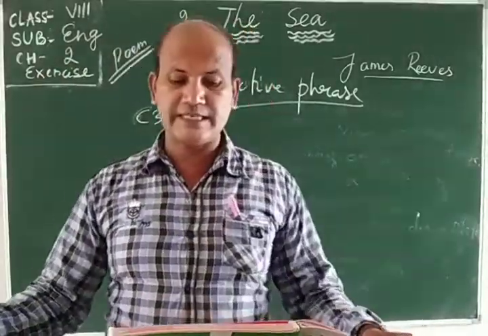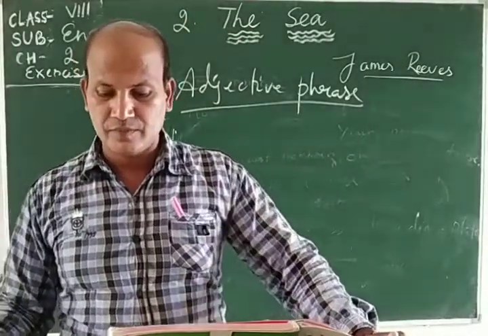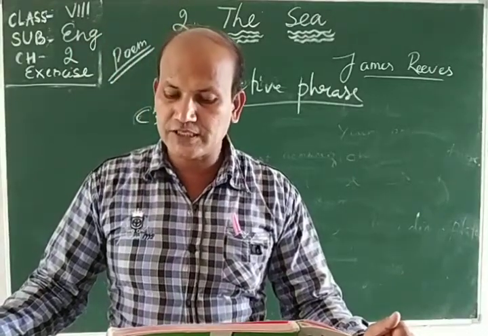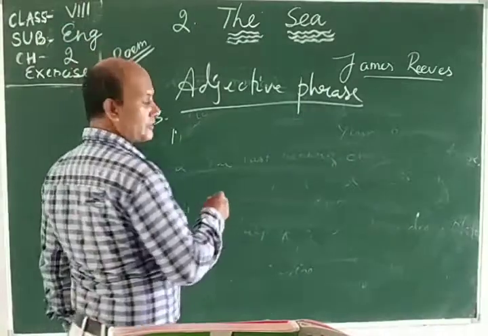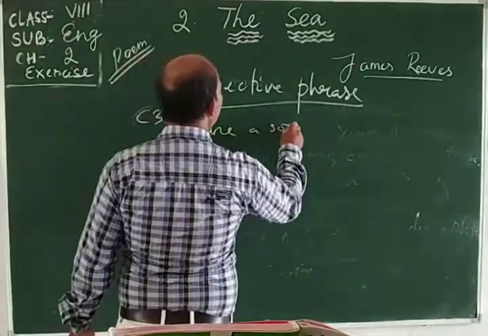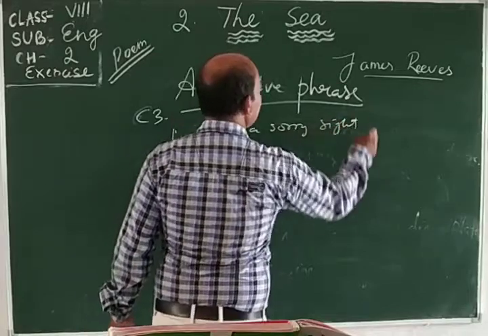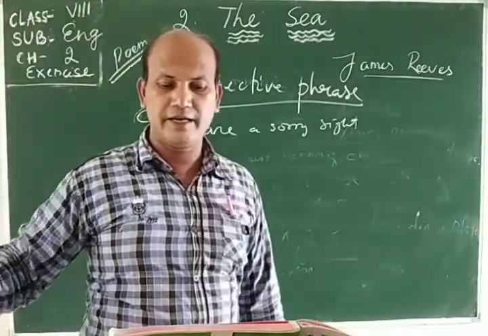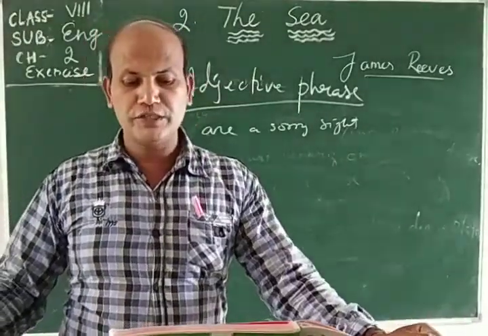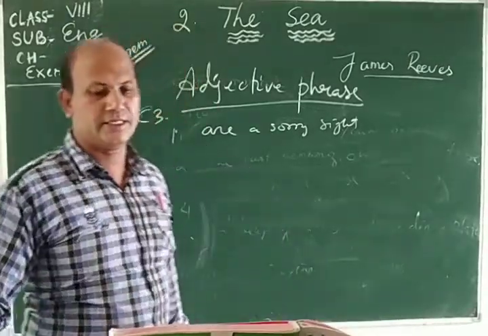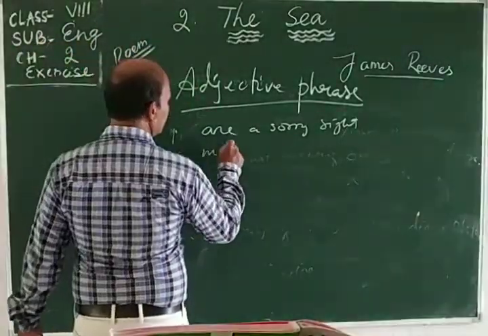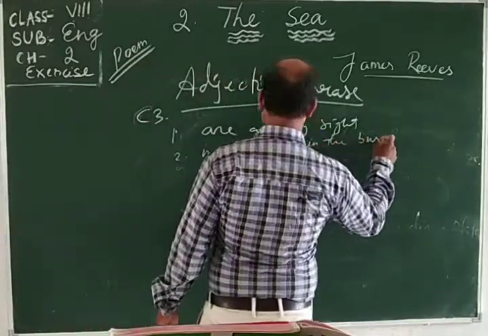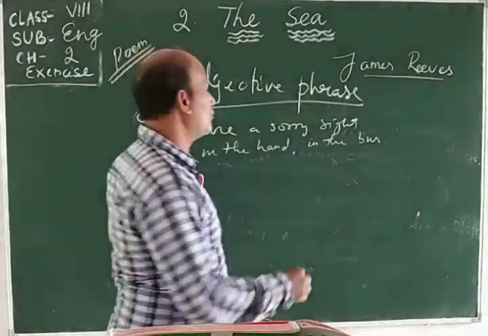Wild geese in small cages are a sorry sight. Here you have to find the adjective phrase: in small cages, a sorry sight. That is an adjective phrase. Next point, a bird in the hand is worth two in the bush. In the hand, in the bush. That is the answer.